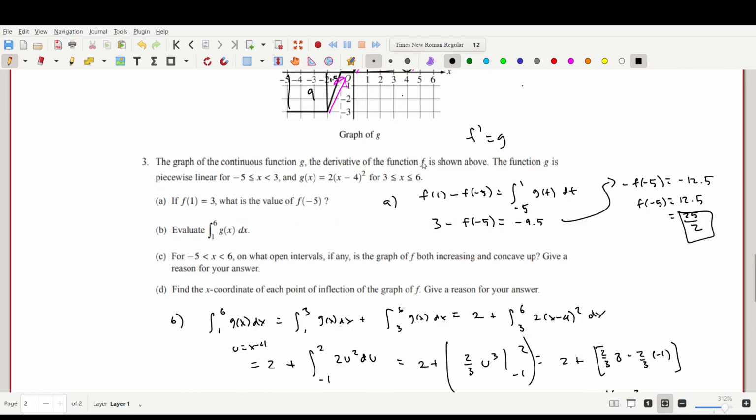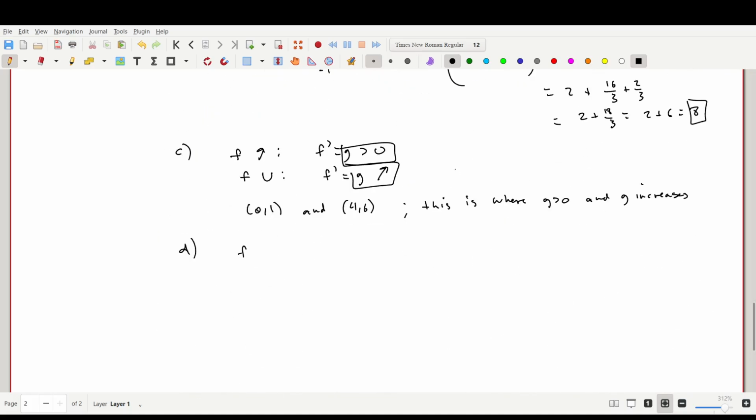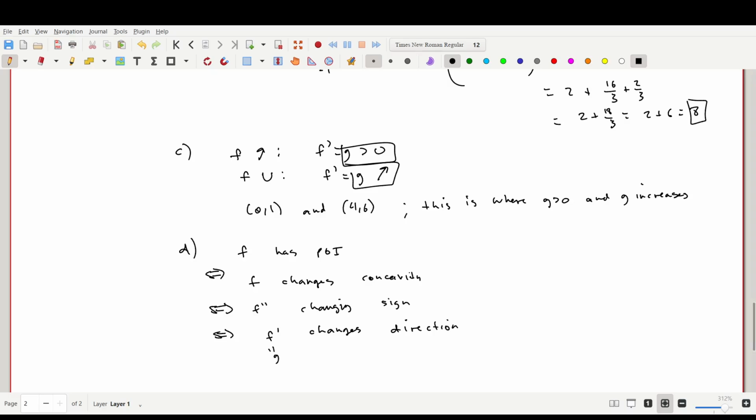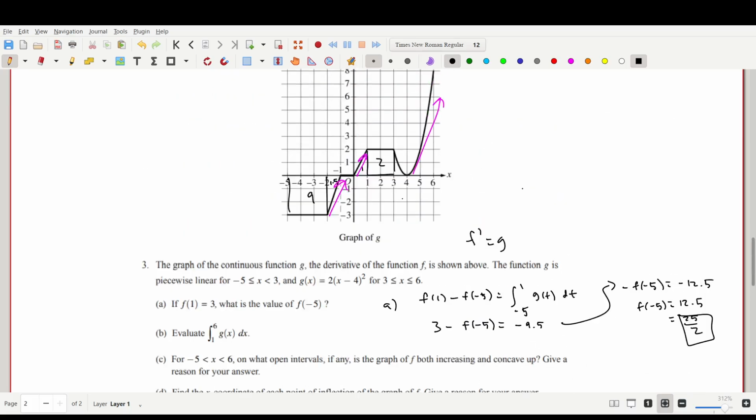Find the x-coordinate of each point of inflection. Well, f has a point of inflection means f changes concavity. And that's the same thing as f double prime changing sign. I want it in terms of f prime, though, because that's what I can look at. This is when f prime changes direction, so increasing, decreasing, or whatever. And f prime is g. So I want to know when g changes direction.